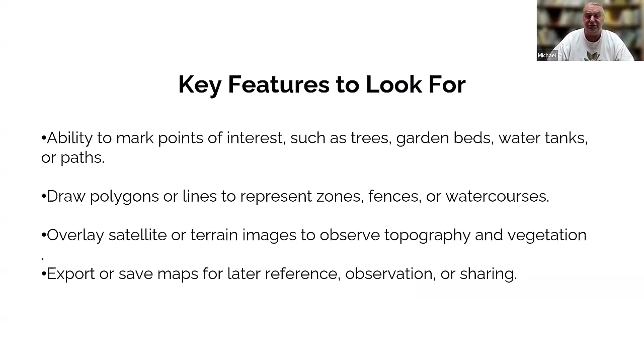So key features that we're looking for as far as these apps are the ability to mark points of interest, such as trees, garden beds, water tanks, or paths. There's actually apps that can help us do that, and very easily. Draw polygons or lines to represent zones, fences, and watercourses. How's water flowing through your property? Mark it out. Where are the fence lines?